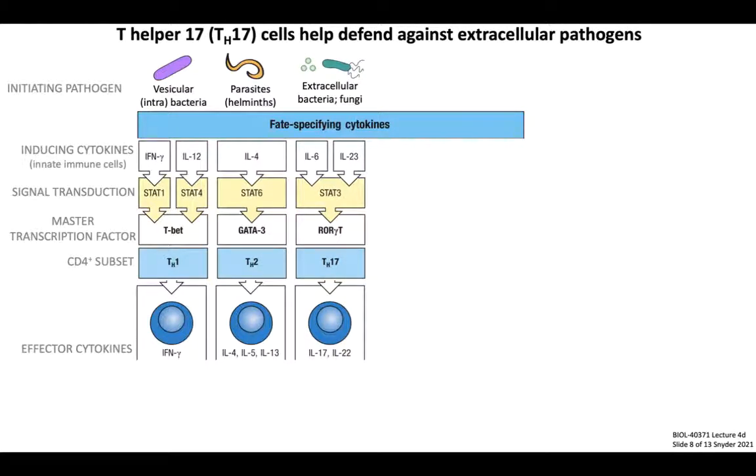Th17s are differentiated in response to infection with extracellular microbes, such as bacteria or fungi. These infections stimulate IL-6 and IL-23 production by antigen-presenting cells, and these are detected on CD4s during priming, which leads to the initiation of signaling through STAT3, and this induces expression of the transcription factor ROR gamma T. This is a nuclear hormone receptor that controls expression of the cytokines IL-17 and IL-22, although notably, unlike Th1s and Th2s, Th17s don't amplify their own differentiation through the production of additional inducing cytokines. That is, Th17s don't produce more IL-6 and IL-23 to generate more Th17 cells.